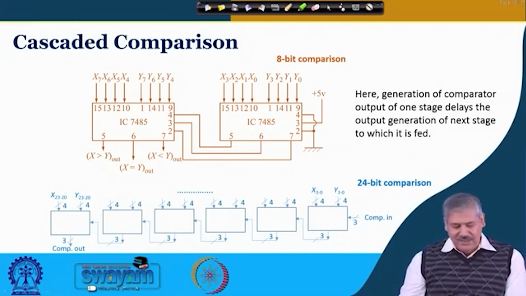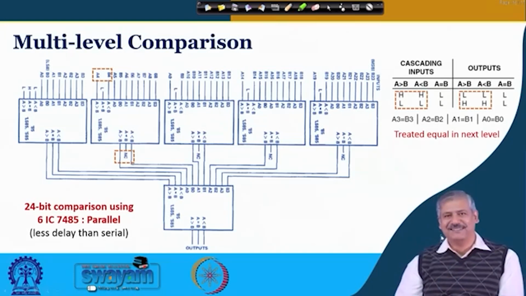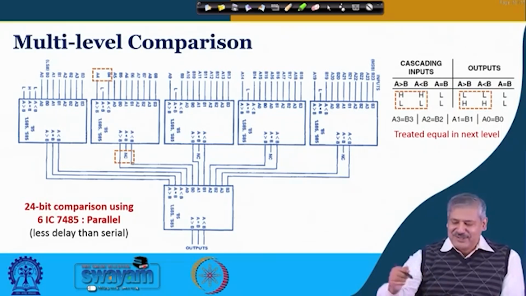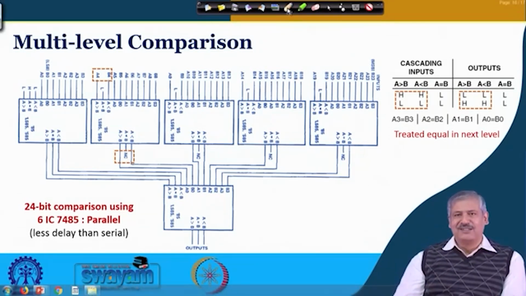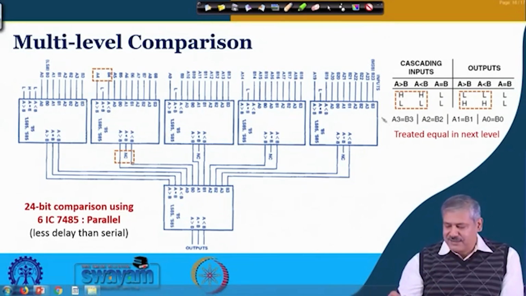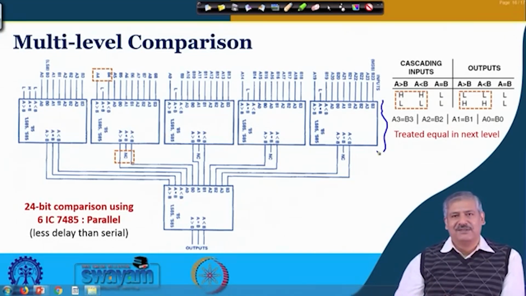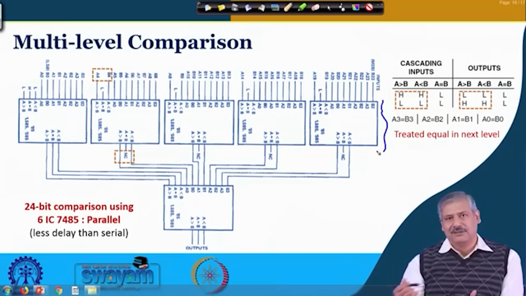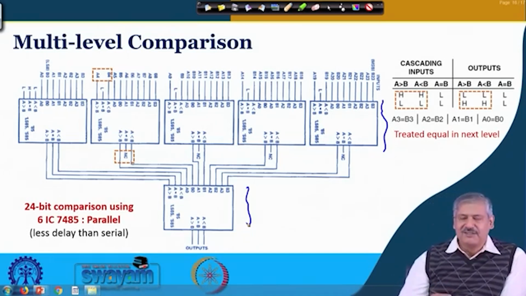But we can have another configuration where we are using the same 6 comparators only for 24-bit comparison. There we can put 5 such comparators in the first place, in one stage, which gives comparator output after 1 unit delay that happens within the comparator, and after that there is another level. So, it is a 2-level comparison, right, and you see how intelligently the connections have been made.